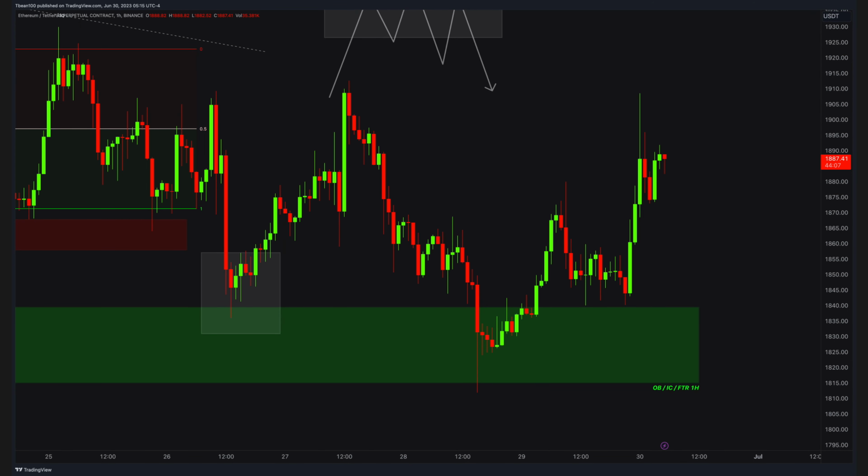Let's take a closer look at what happened. Price actually made a secondary manipulation here by hunting the liquidity from the first manipulation and got deep into the hourly order block.